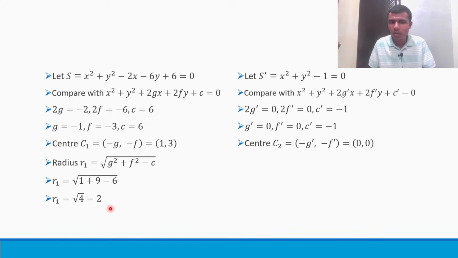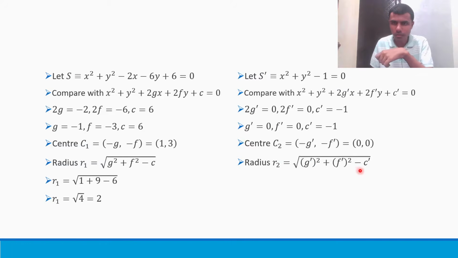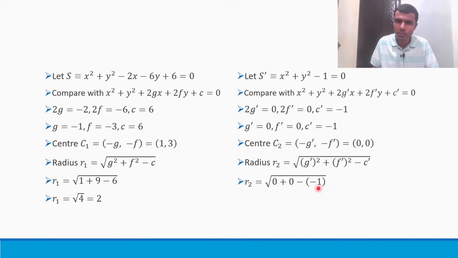Now radius r2 is nothing but under root g dash square plus f dash square minus c dash. So 0 plus 0, these two are zeros, so 0 square will also be 0. So 0 plus 0 minus of minus 1, so r2 is root 1, which is nothing but 1.